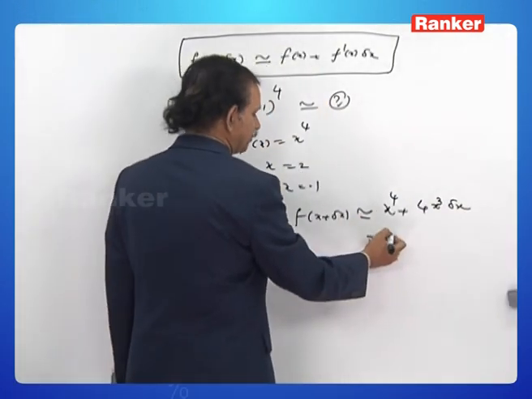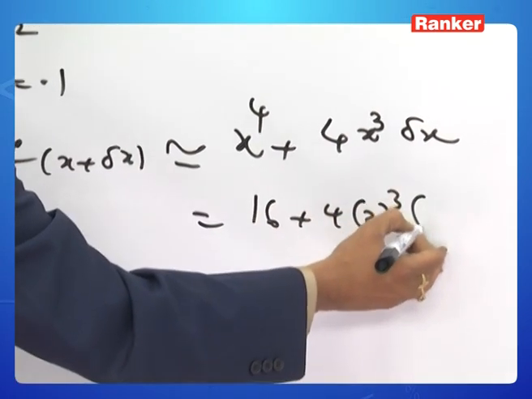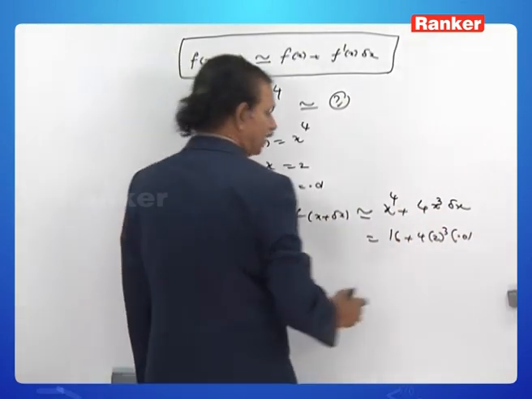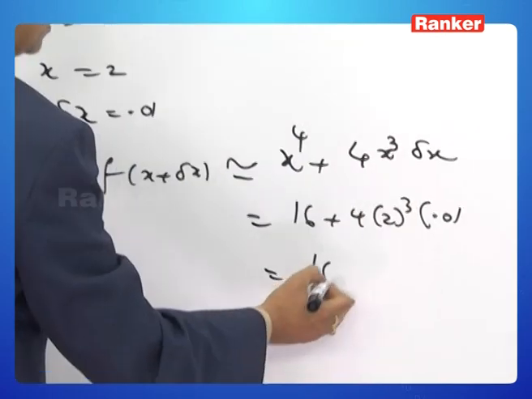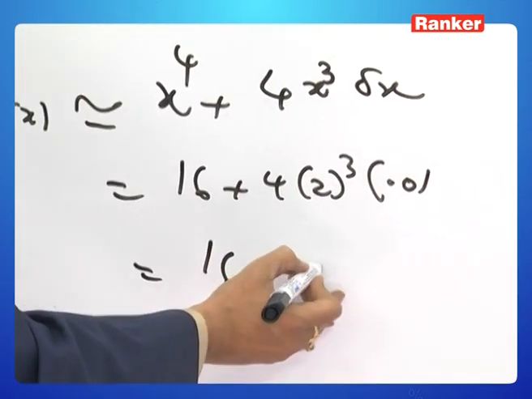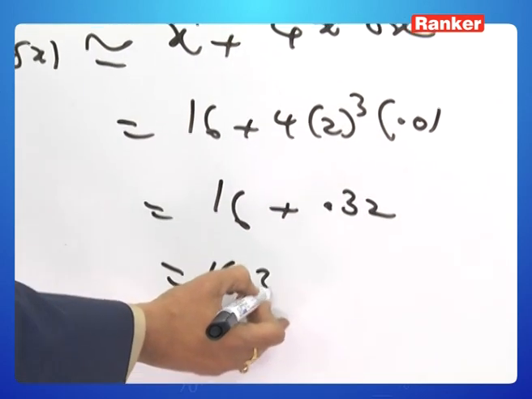What is x power 4? 2 power 4, 16. What is x cube? 2 cube. Delta x, 0.01. So it is 16 plus 2 cube is 8, 8 4s are 32, 32 by 100 is 0.32. So the answer is 16.32.